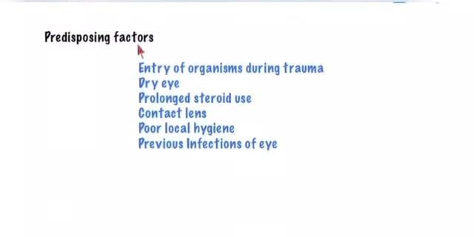So now the predisposing factors which cause infective corneal ulcer. The organism enters mainly during a trauma. People who have dry eye have more chances of getting a corneal ulcer than other people. Prolonged steroid use can cause corneal ulcers. So why are steroids contraindicated in corneal ulcers? Then contact lens wearers have more chance of getting corneal ulcers than other people. Poor local hygiene and previous infections of the eye are also risk factors for causing a corneal ulcer.